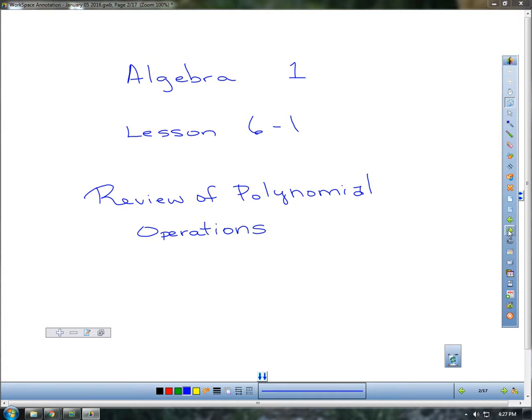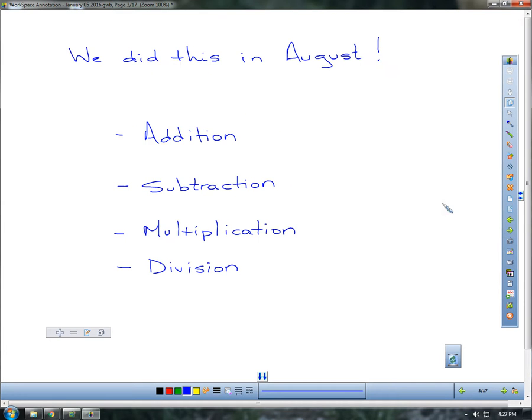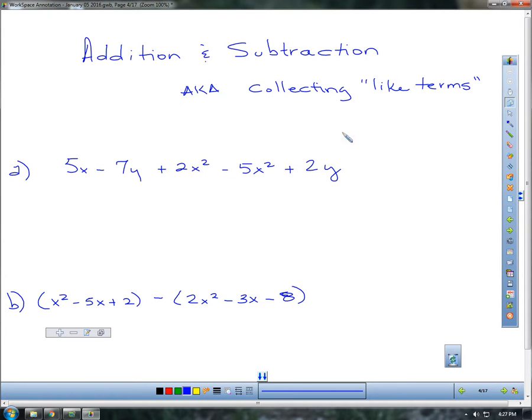We're going to do polynomial operations. So we're talking addition, subtraction, multiplication, and division. So addition and subtraction are basically collecting like terms. So if I look at this problem A, are there any other x's to the first power? Seeing none, 5x goes in my answer. Okay, and I'm done with him.